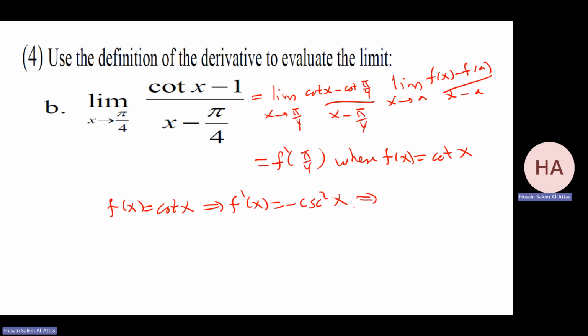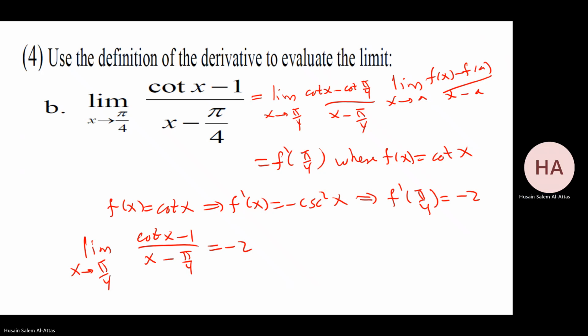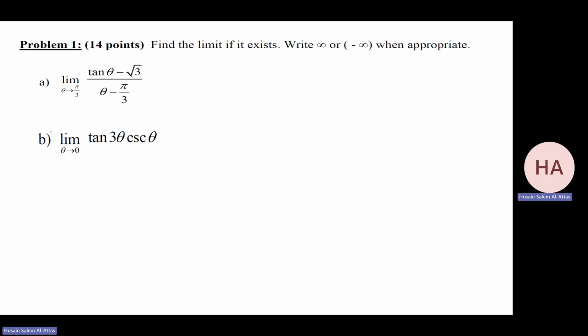So that implies the limit is f prime at pi over 4, إيش هيصير minus 2. So the limit of cotan x minus 1 over x minus pi over 4 will be minus 2. Okay? Yeah, minus square root of 2 squared, which is minus 2. Same idea. We need the special limits. And the same idea here.